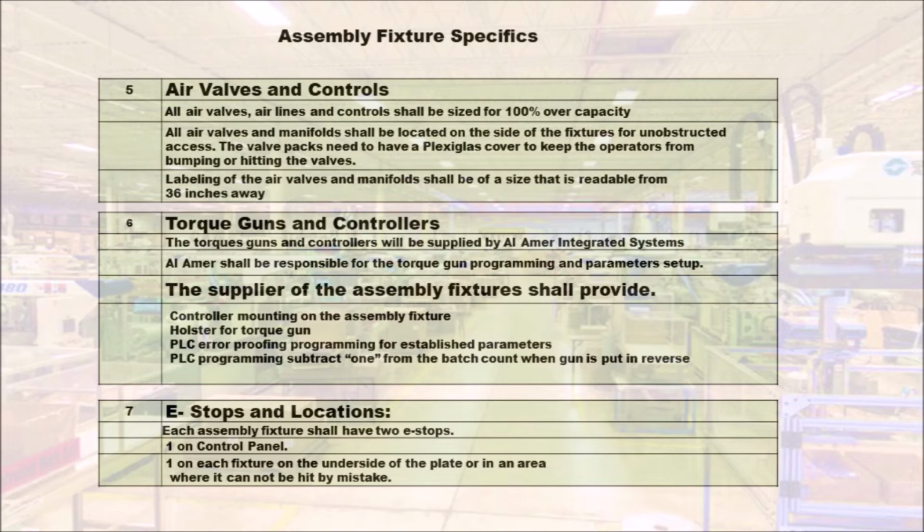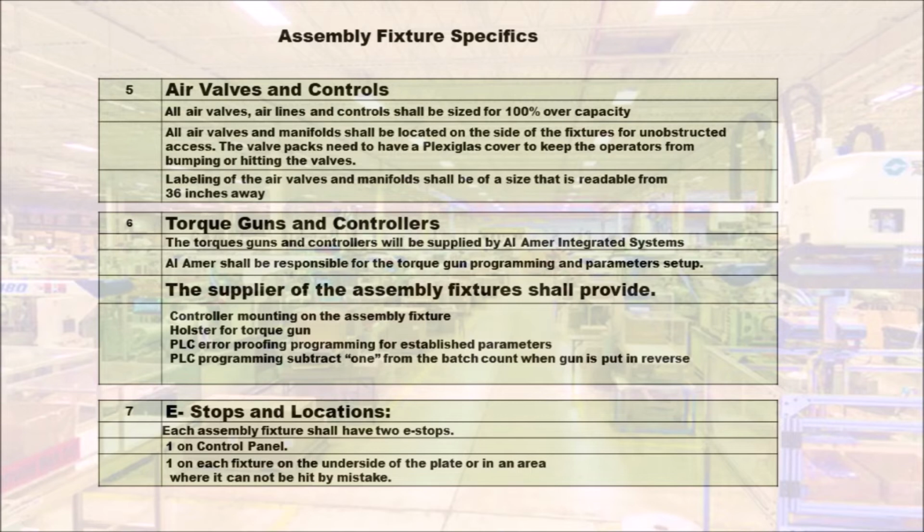Torque guns and controllers. The Torx guns and controllers will be supplied by Amer Integrated Systems. Amer shall be responsible for the torque gun programming and parameters setup. The supplier of the assembly fixtures shall provide controller mounting on the assembly fixture, holster for torque gun, PLC error-proofing programming for established parameters. PLC programming: subtract 1 from the batch count when gun is put in reverse.